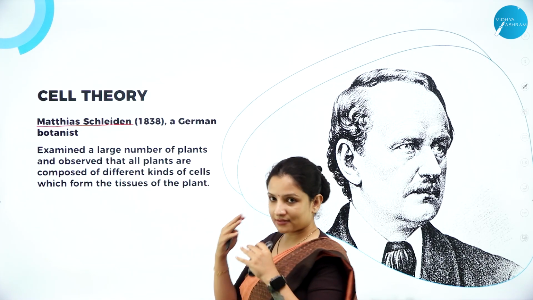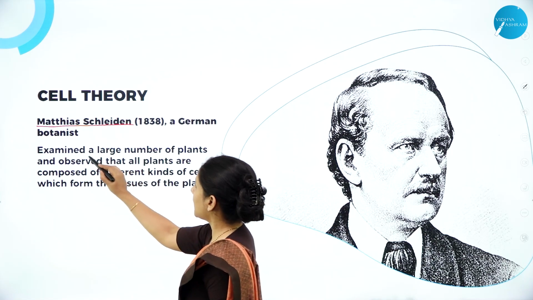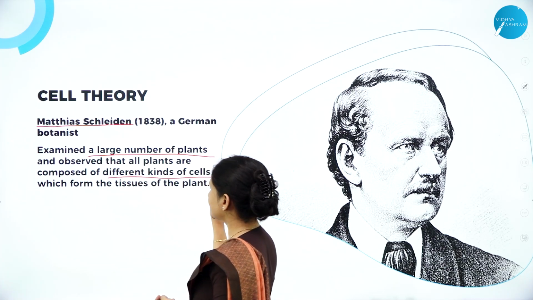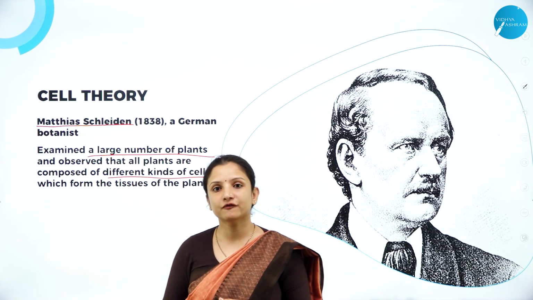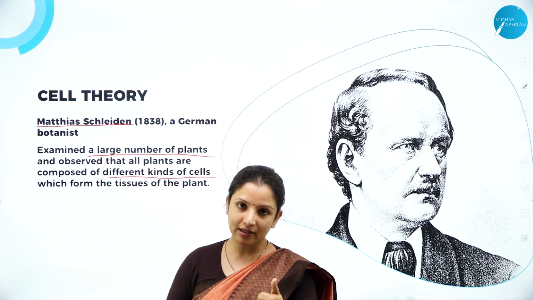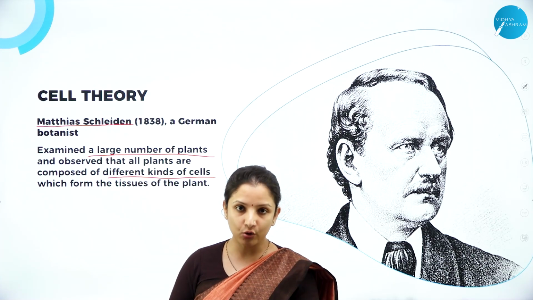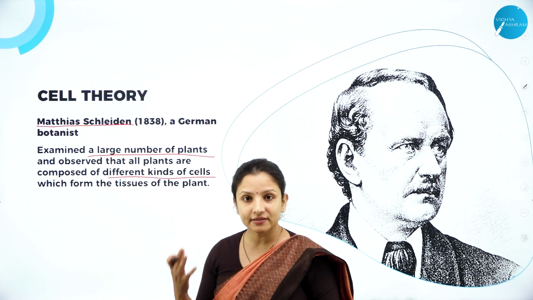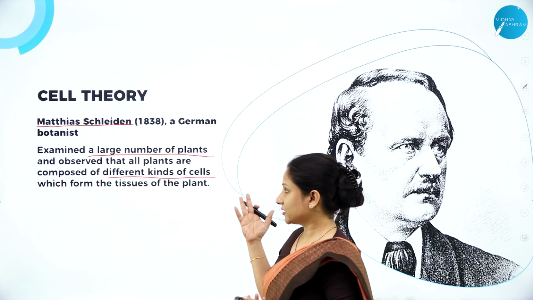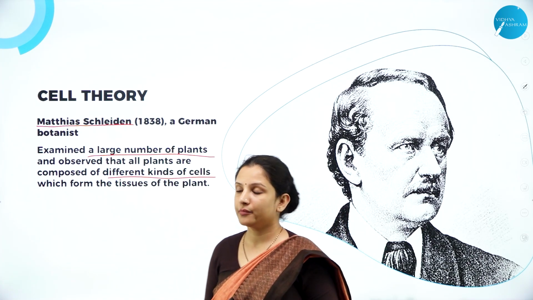That discovery, that credit, goes to Matthias Schleiden. He examined a large number of plants and observed that all plants are composed of different kinds of cells, and these cells come together to form a tissue. For example, the ground tissue consists of parenchyma, sclerenchyma, chlorenchyma, collenchyma and so on. In the vascular tissue system, we have the xylem and the phloem. So there are different types of cells present in the plant, and that credit goes to Matthias Schleiden, the German botanist.